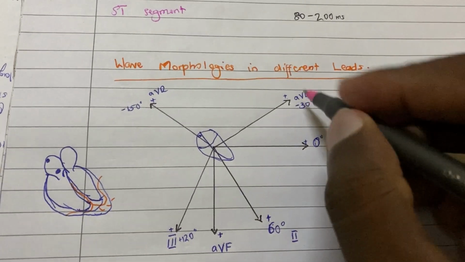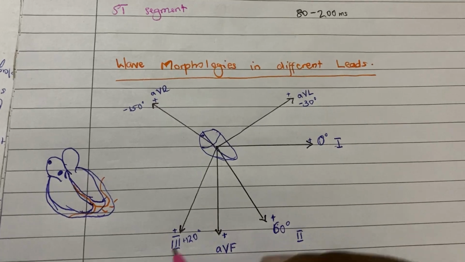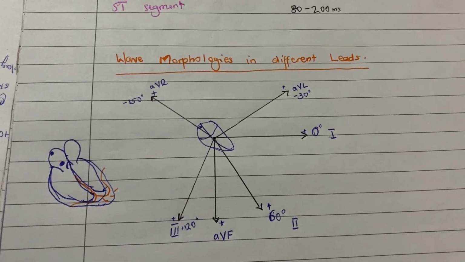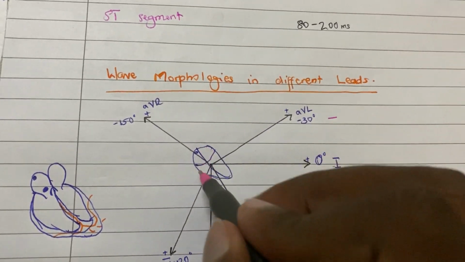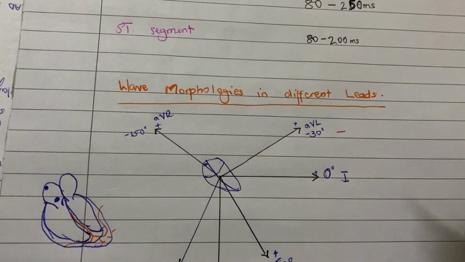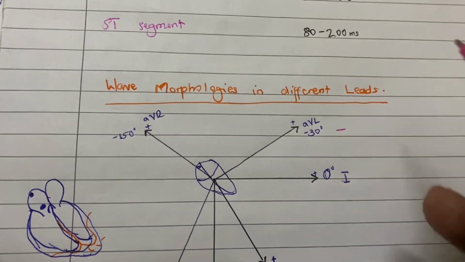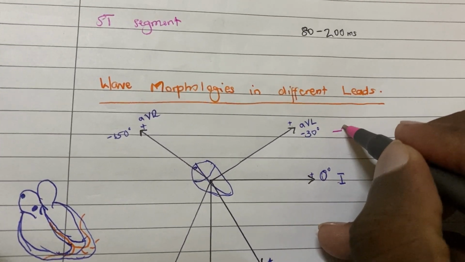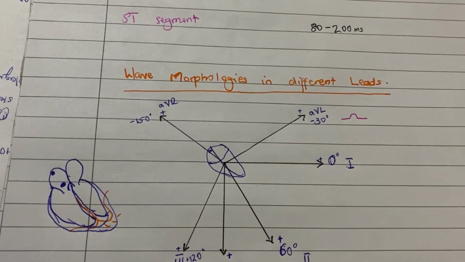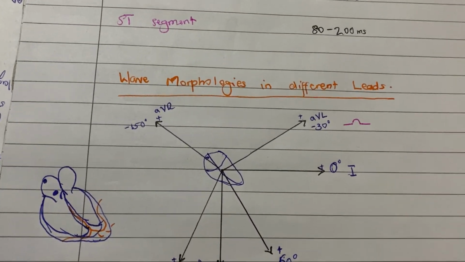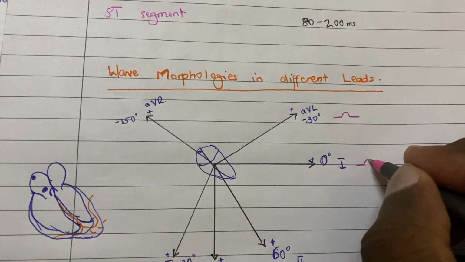So in these leads the deflections are all going to be positive. The P wave will be positive because the depolarization goes from the atria going this side. And then the septum, will they have a Q wave? Let me finish here.